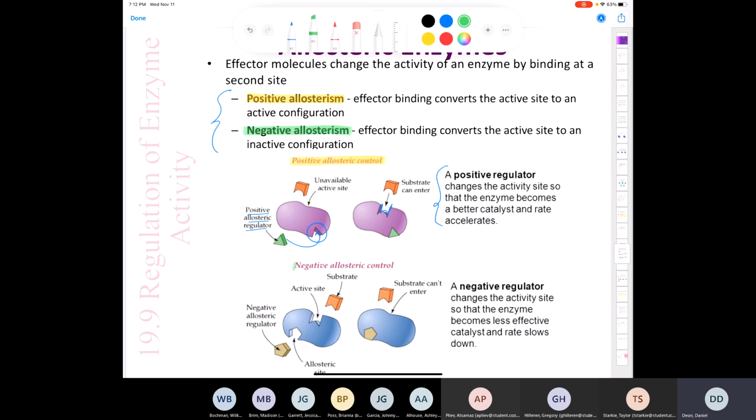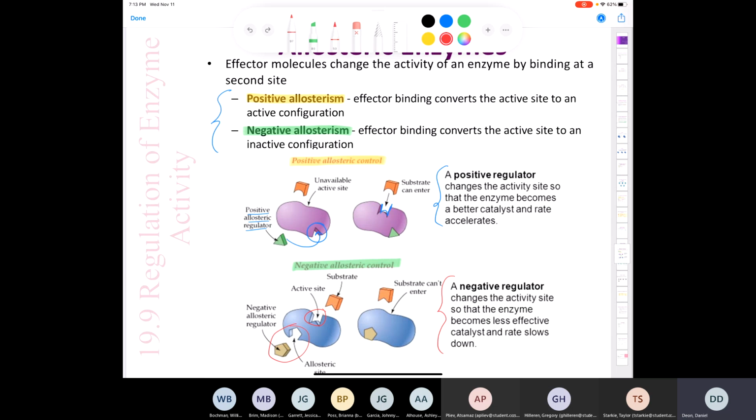Negative allosterism, which is shown down here, is where an effector binding converts the active site to an inactive configuration. Look, we have a beautiful active site. You can see the topography matches the notch in the substrate. Everybody's happy. Well, what happens is the negative regulator is going to bind to the allosteric site and it's going to shut the door, right? All of a sudden it's like, I can't bind anymore. And so the conclusion is that the negative regulator changes the active site so that the enzyme becomes less effective and the rate of the catalysis slows down.